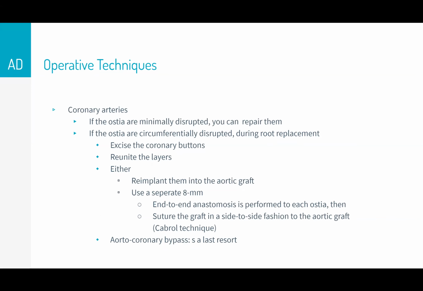And if the ostia are circumferentially disrupted during root replacement, you can either excise the coronary buttons and reimplant them to the graft, as in the modified Bentall procedure, or use a separate 8mm graft and anastomose its two ends to both coronaries, and anastomose that graft end to side to the aortic graft, called the Cabrol technique. I will show you right now. The last resort, when you cannot do any of these, is the aortocoronary bypass.